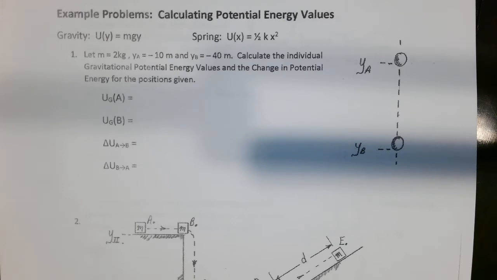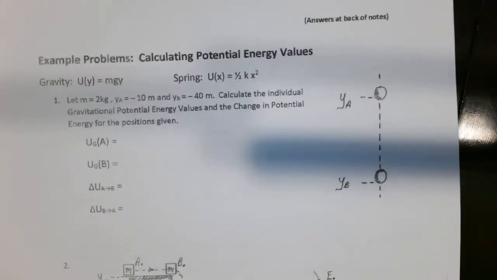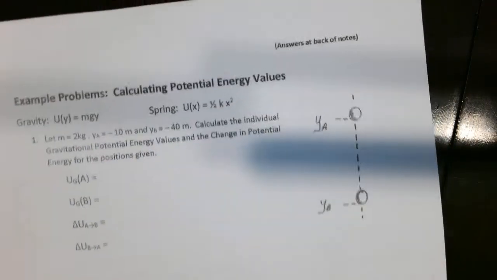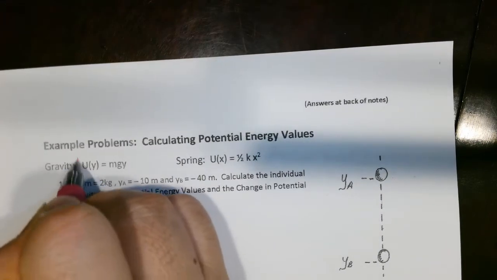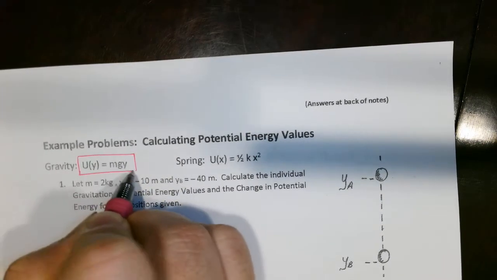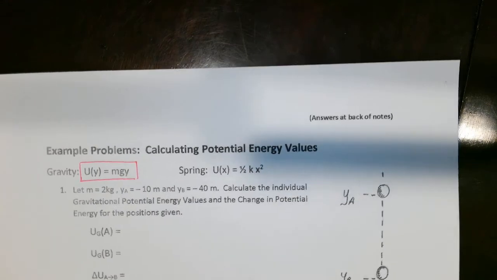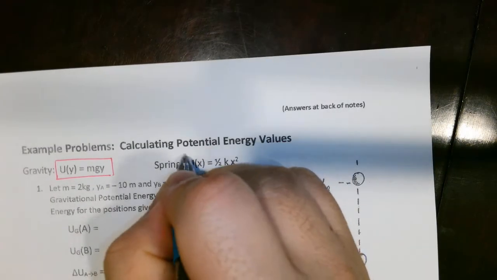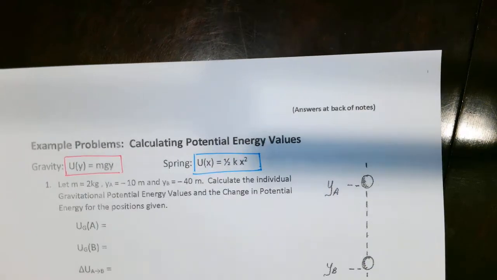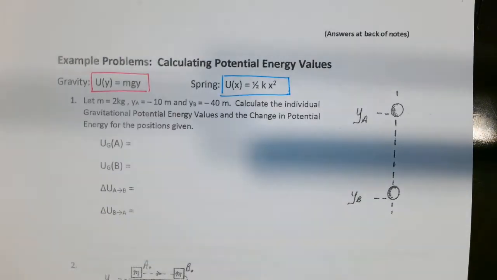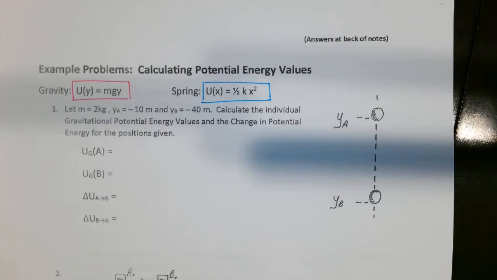Example problem, calculating potential energy values. So I think it's important to understand that, first of all, here are some. So gravity, right, and spring. So these are the two equations we should use depending on the situation, right?